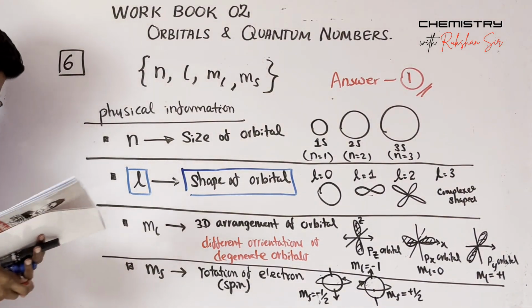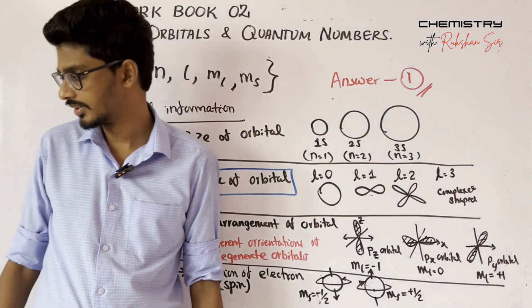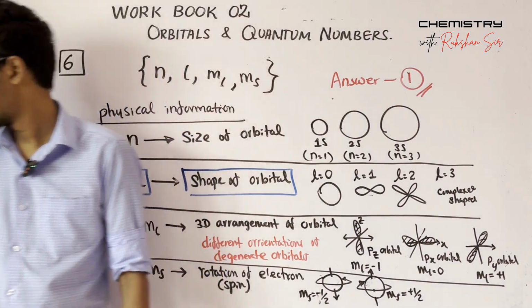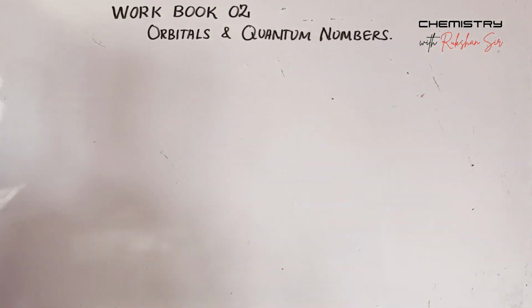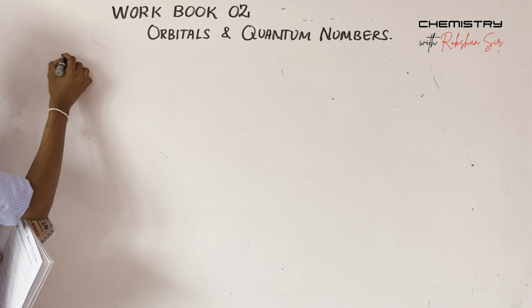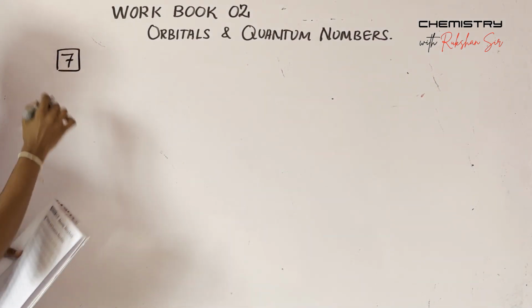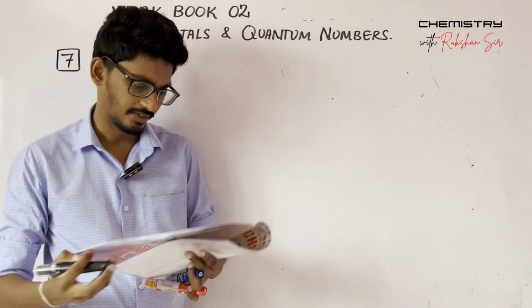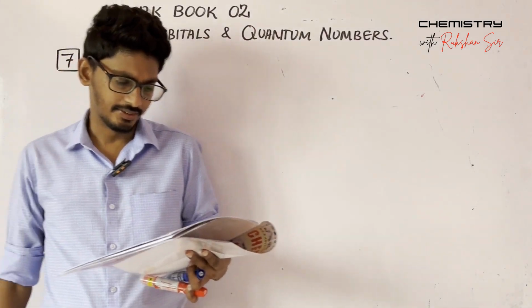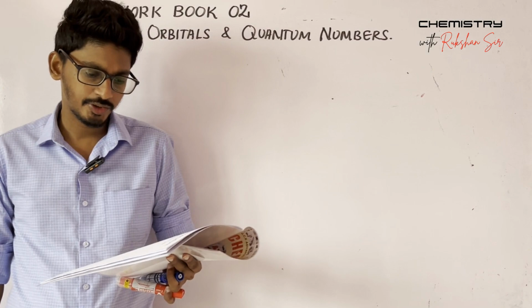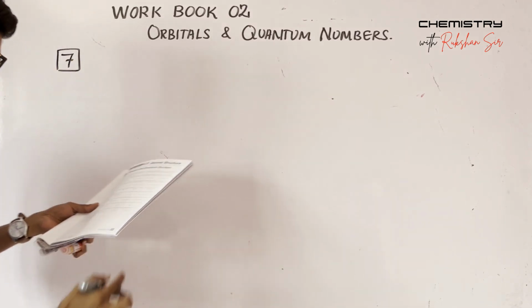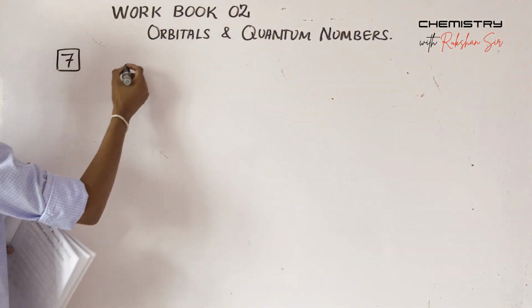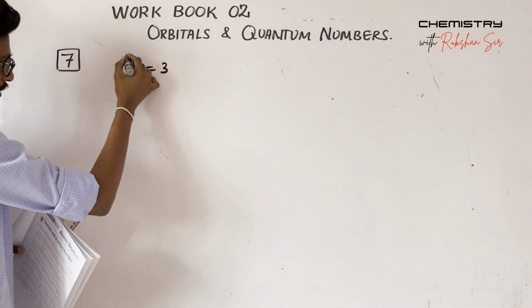Quickly go to question number 7. See what it says. The maximum number of electron pairs of an atom that are associated with the principal quantum number n is equal to 3. So the principal quantum number n is equal to 3. That is what we are referring to.